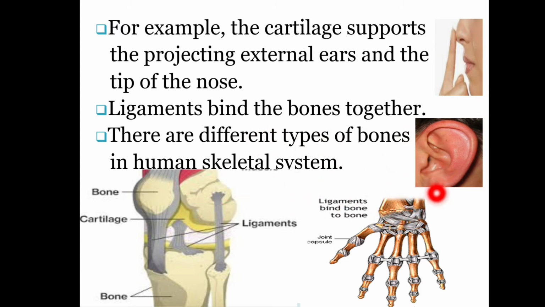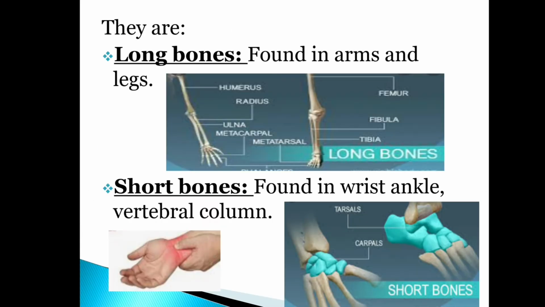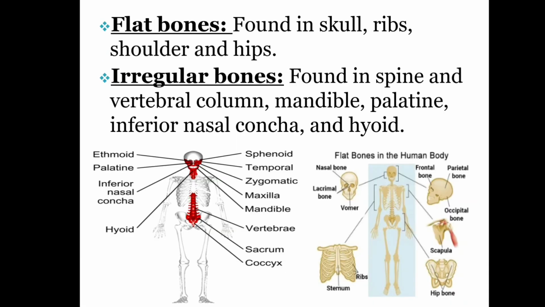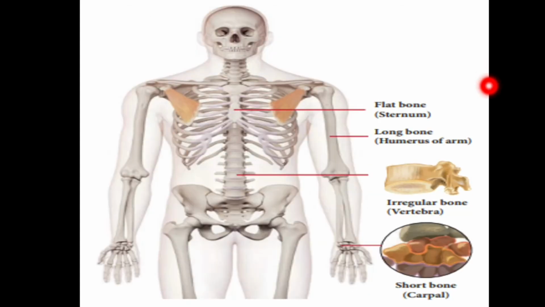These are the different types of bones in the human skeletal system. Long bones are found in arms and legs. Short bones are found in the wrist, ankle and vertebral column. Flat bones are found in the skull, ribs, shoulder and hips. Irregular bones are found in the spine and vertebral column, mandible, palatine, inferior nasal concha, and hyoid. So these are the 4 different types of bones in the skeletal system.